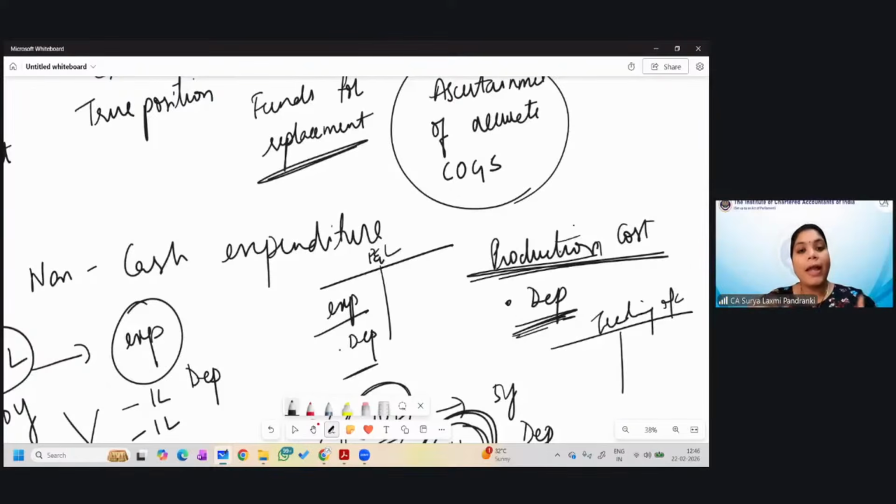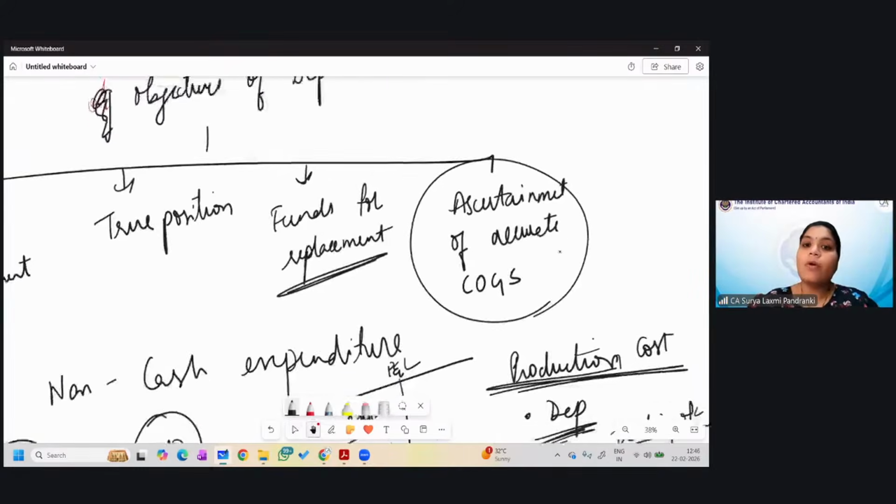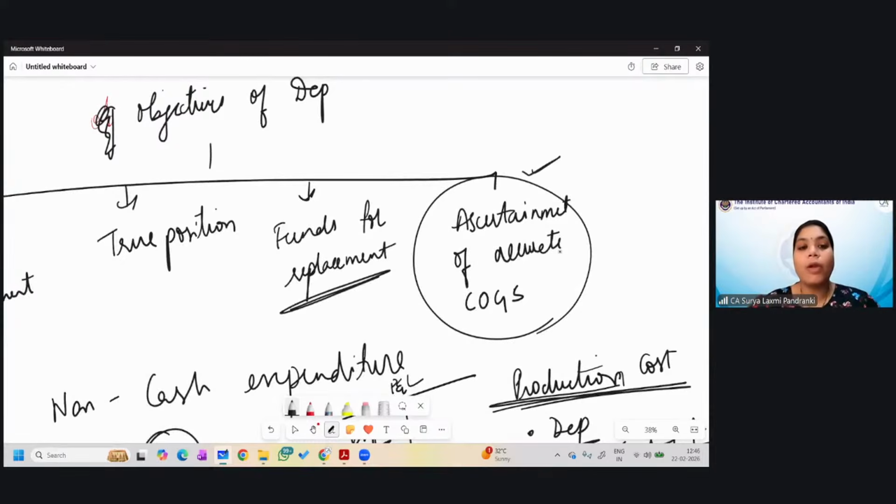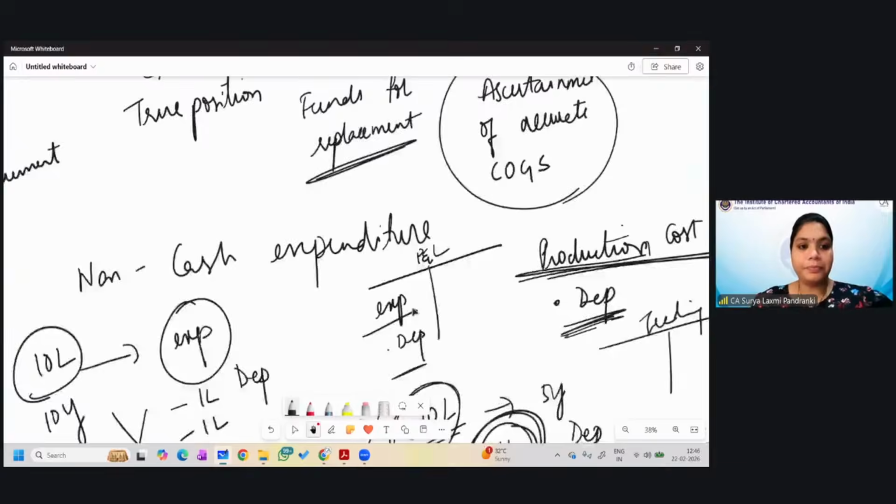Which means my asset, I have purchased this machinery to use it in my production. The depreciation is also a part of my cost of goods sold only. That is why this is one more important reason why we are providing depreciation. You're using that asset, so depreciation on that is an expenditure for you which has to be included while calculating the gross profit, right? So these are a few objectives why we have to provide depreciation.